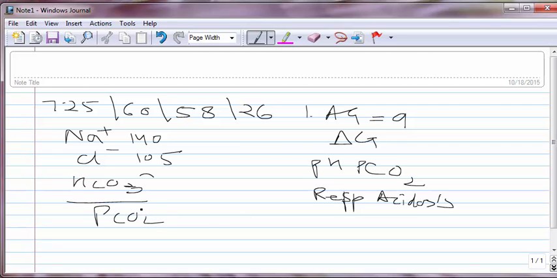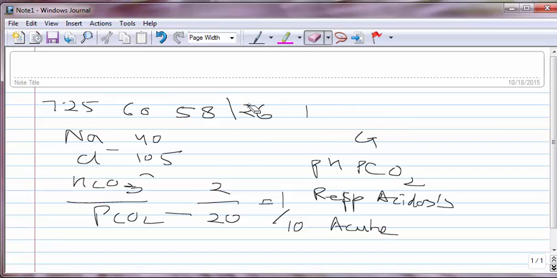Okay, so PCO2 has gone up by 20 units and bicarb has gone up by 2 units. From 24 to 26 it's 2, and from 40 to 60 it is 20. So that's close to 1 by 10, which goes more in favor of acute respiratory acidosis. Okay, let's go on to the other one.